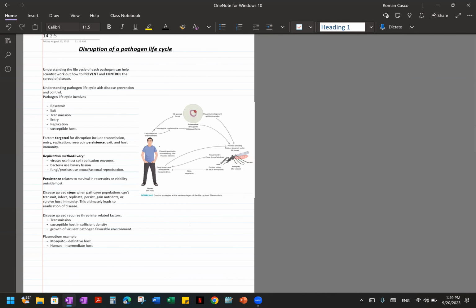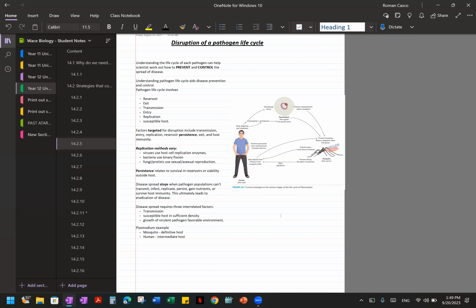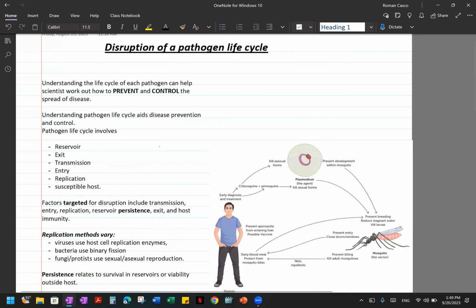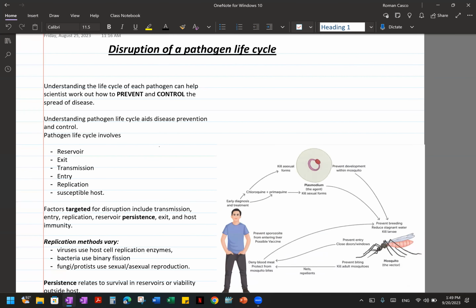All right, so another management strategy is disruption of a pathogen life cycle. This one I've talked about before. It shouldn't be completely new. It's essentially understanding the life cycle of a pathogen or a vector, so that at critical points you can stop the life cycle and prevent the spread of disease.